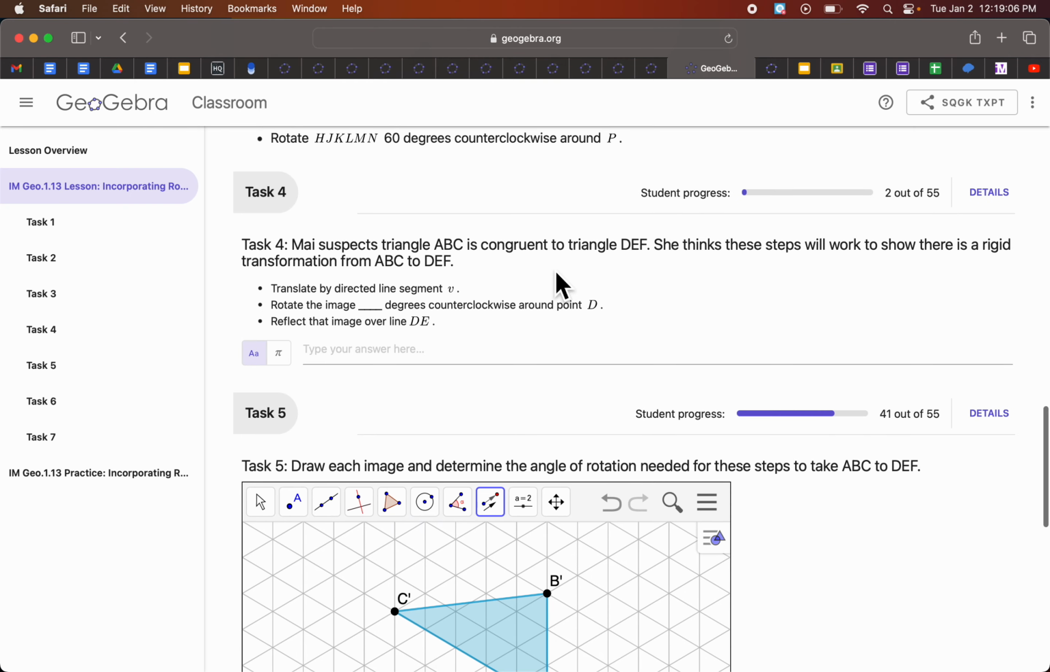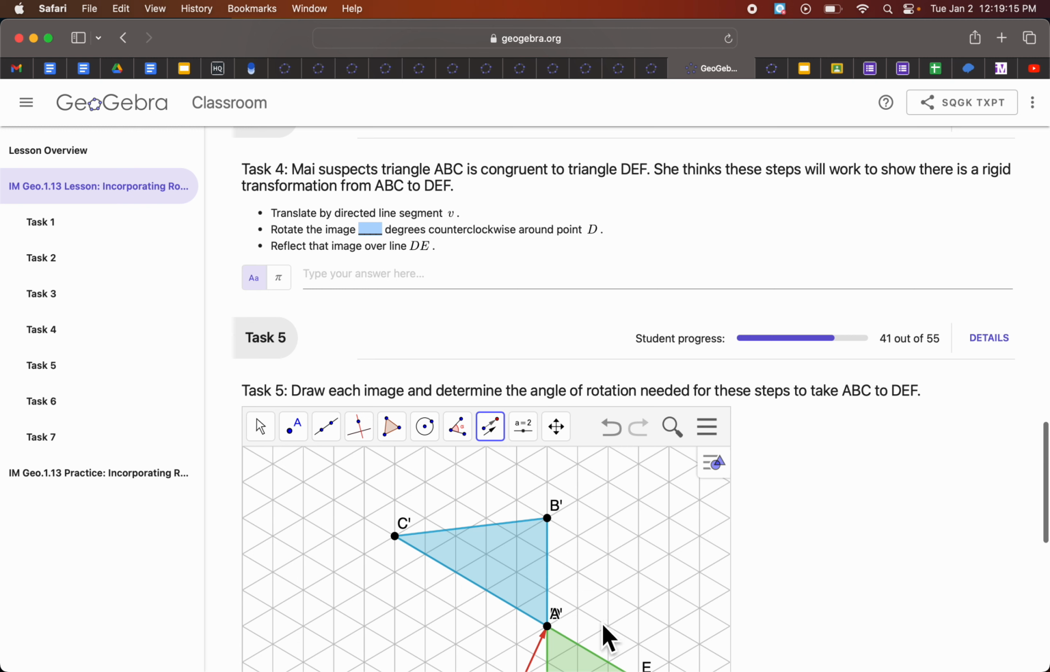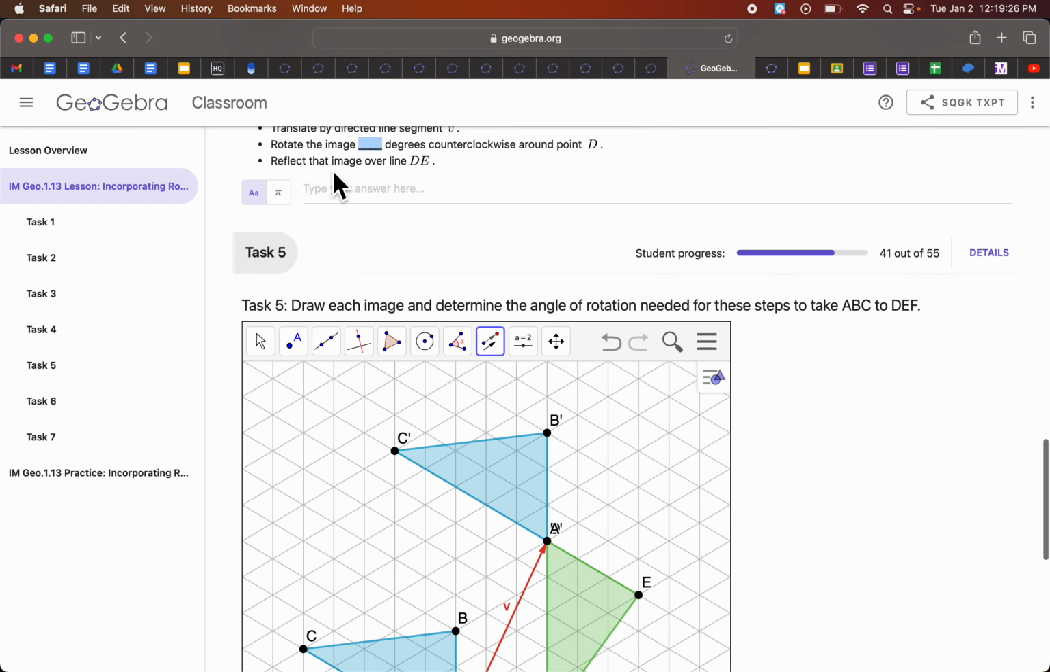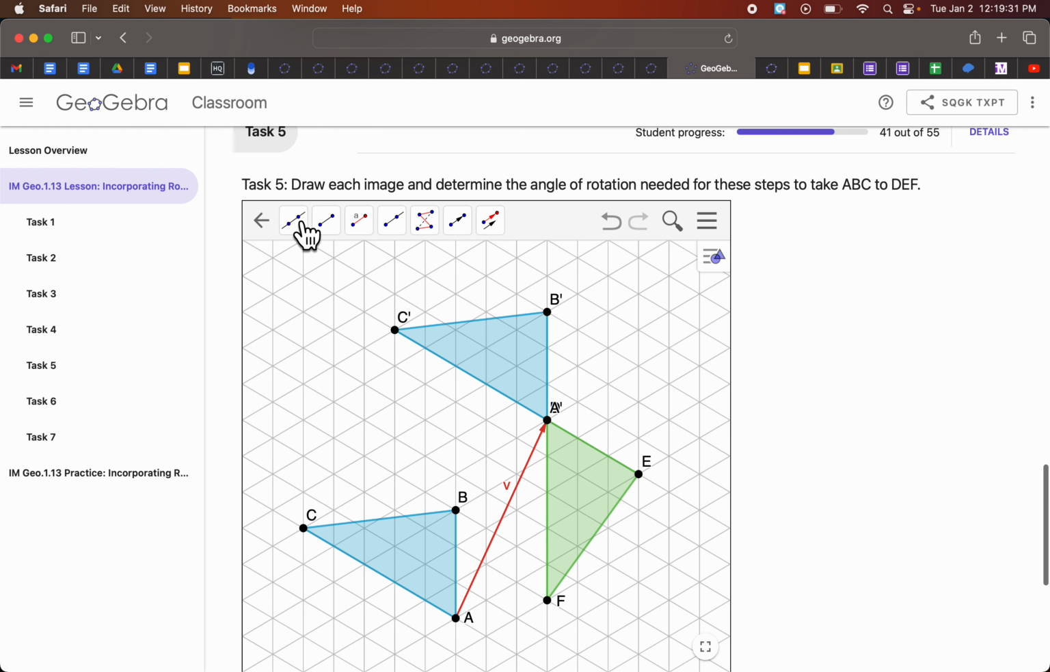Now let's see. Rotate the image, and then she left it blank. She didn't tell us how many degrees. Counterclockwise around point D. Now, this is point D right here. We just covered it up, right there's point D. I'm going to create this line because it says later I'm going to have to reflect over line DE. I'm going to put that line in right now so that we don't forget where line DE is. All right, so there's line DE.